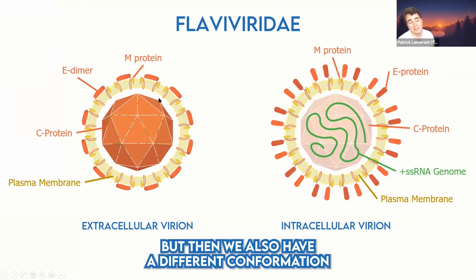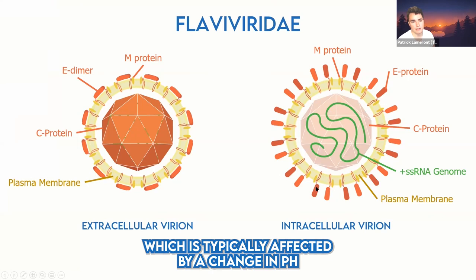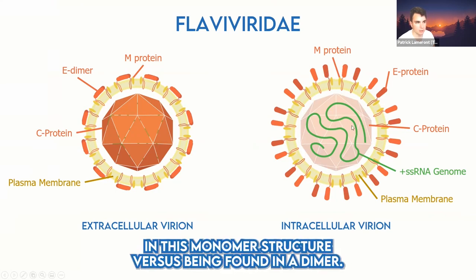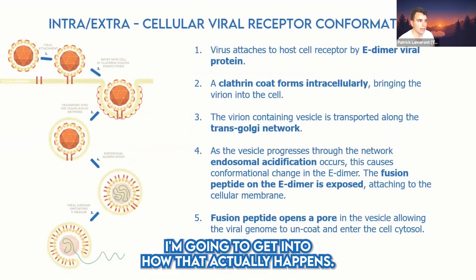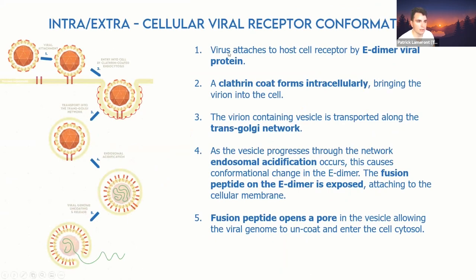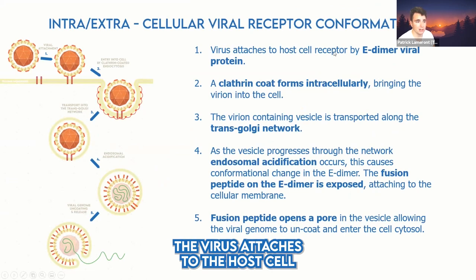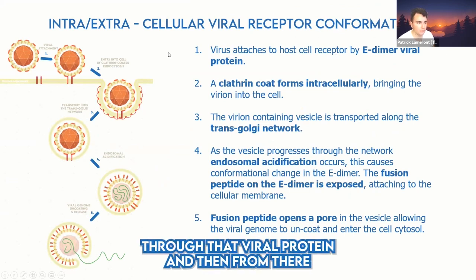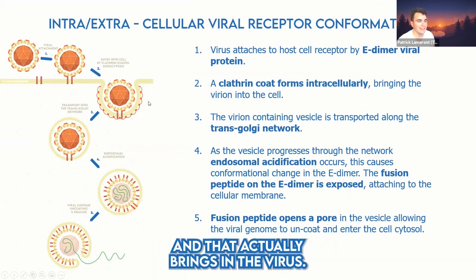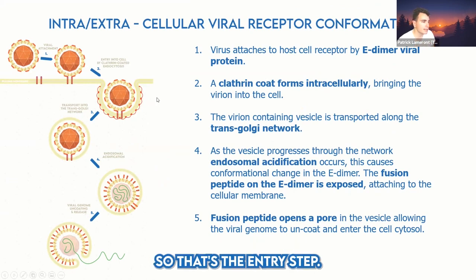But then we also have a different conformation, which is typically affected by a change in pH, where these E dimer proteins can break apart and do different tasks in this monomer structure versus being found in a dimer. I'm going to get into how that actually happens. When the E dimers are still formed, the virus attaches to the host cell through that viral protein. From there, a clathrin coat is formed intracellularly, and that brings in the virus. So that's the entry step.